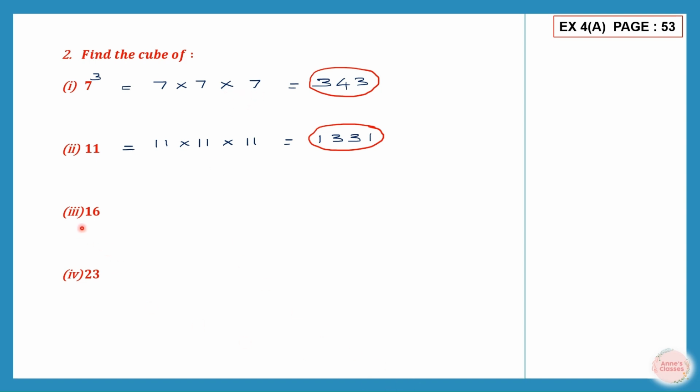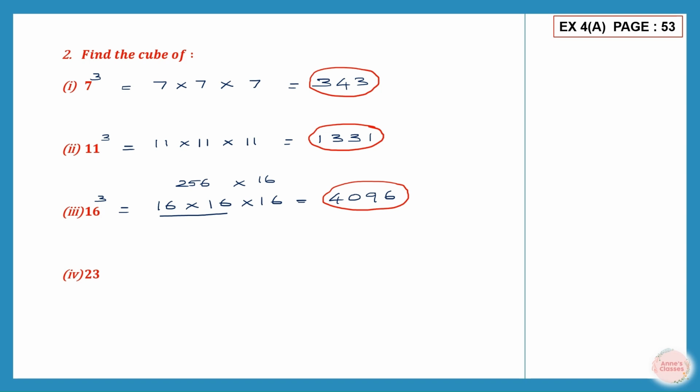So now the next one is the cube of 16. So this was 11 cube. Now this is 16 cube. That is 16 into 16 into 16. Now when you multiply 16 into 16, you get 256. Multiply that into 16. So what do you get? 4096. So this is your answer, 4096. Get the square of 16 and multiply that with another 16.